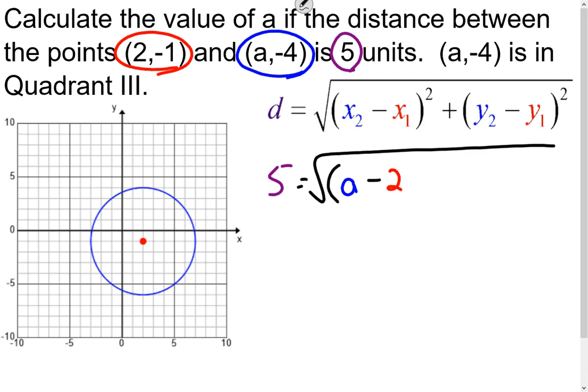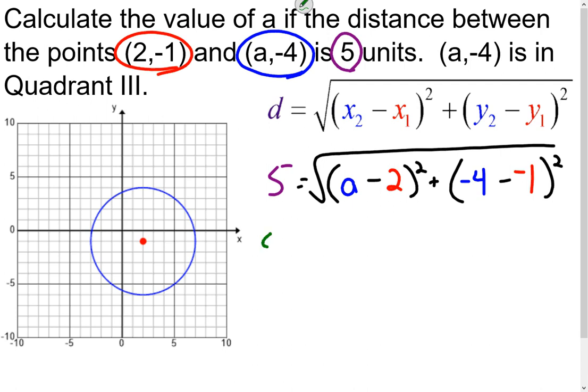Put it in. Plus y2, do I know that? I do know that one. It's negative 4. Minus my y1 value. Do I know it? Yep, it's negative 1. And now we have an equation to solve.